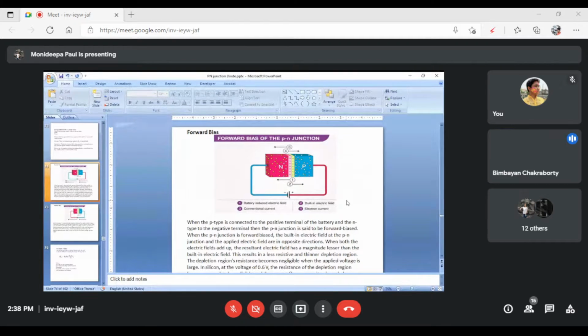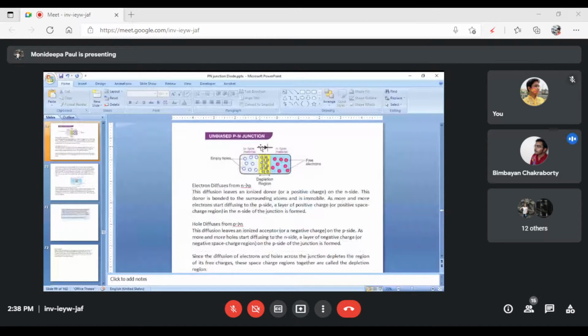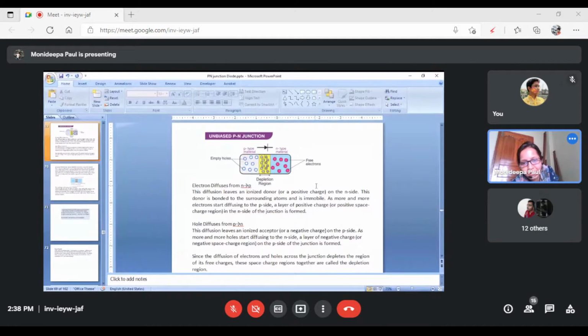Ma'am, can you go back to the diagram for a second? The previous one. Yes, this one, ma'am. Just one second. You told me just one minute. Yes, ma'am. Thank you, ma'am.